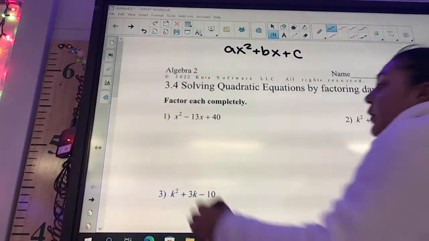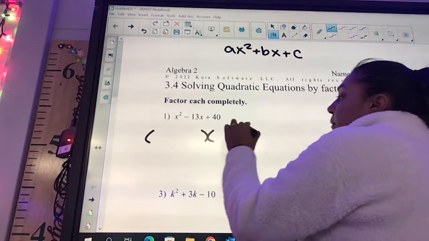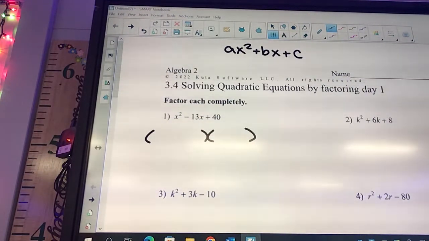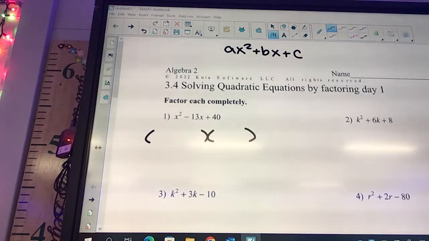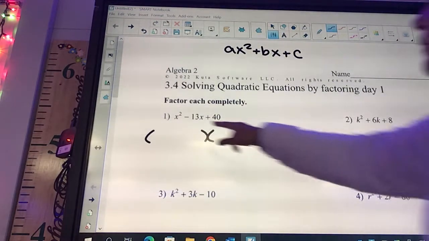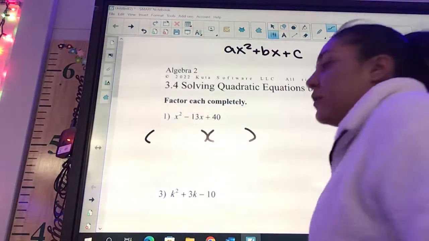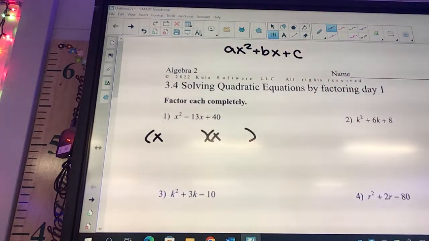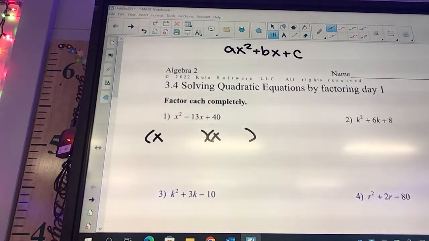Your first step is always going to be to draw two sets of parentheses. Okay, now look at the first piece. The first piece right here says x squared. That lets us know that we have two x's. So you're going to put an x and an x. Okay, every single time. That's always what they're going to look like.